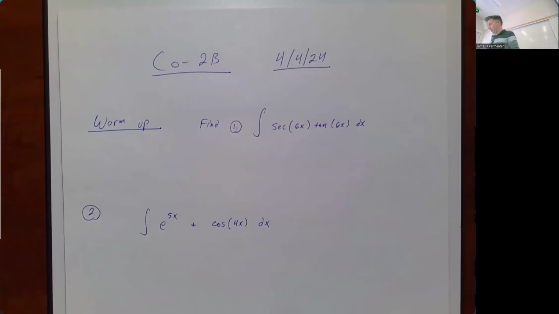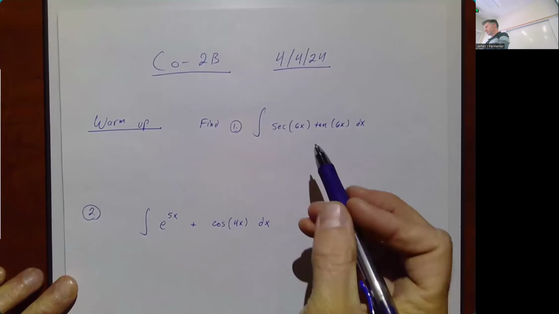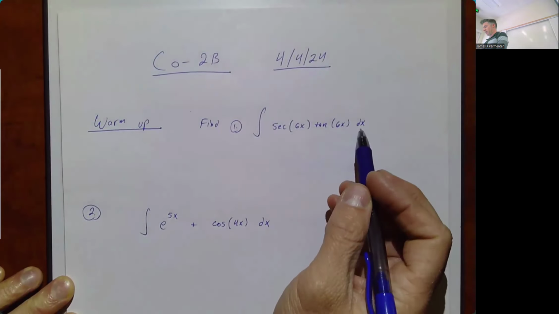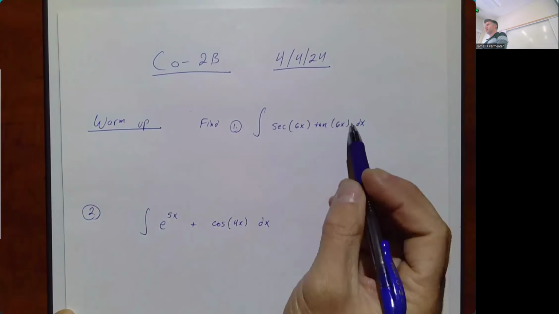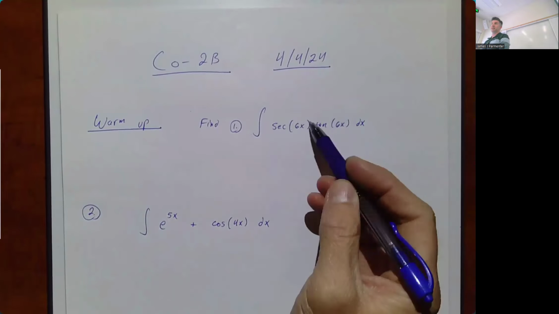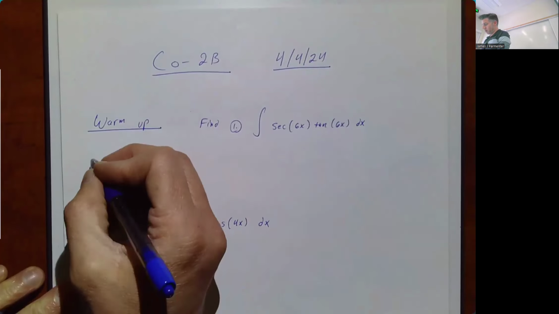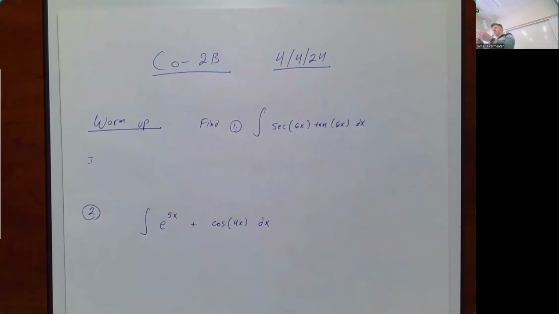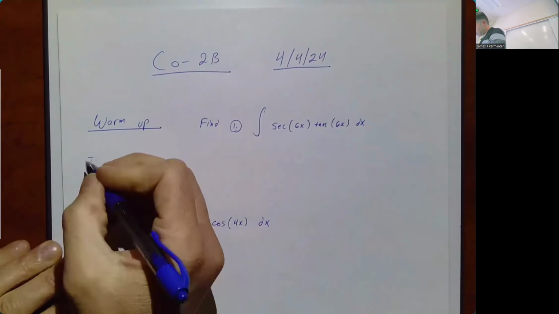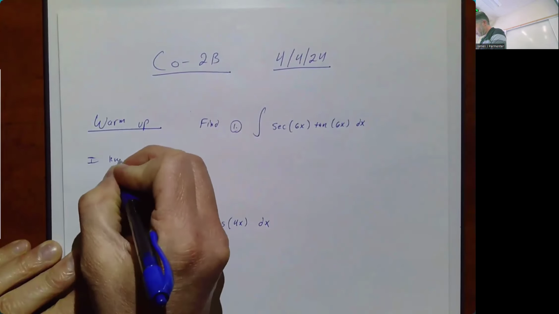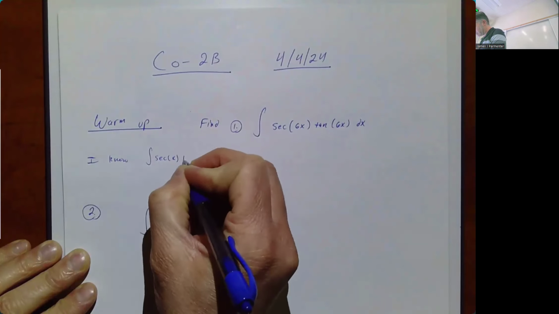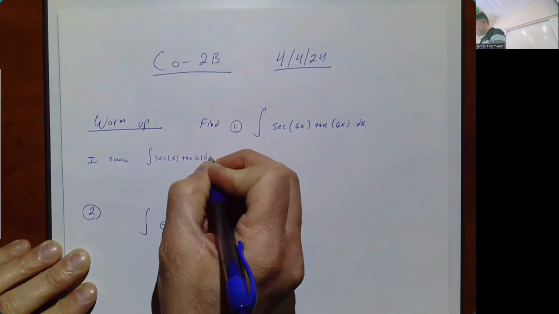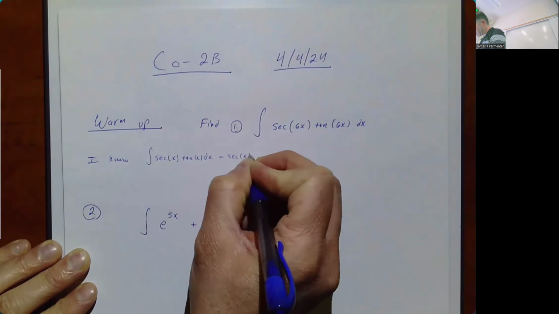All right, so let's talk about these anti-derivatives here. The first one being secant of 6x times tangent of 6x times dx, the dx not really being that important. So when I look at this, I don't look at the 6x's. I know that the antiderivative of secant of x tangent of x is secant of x plus c.